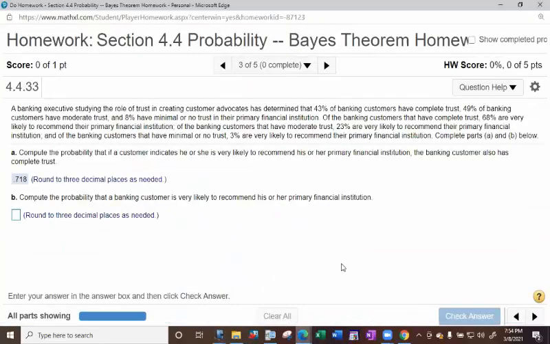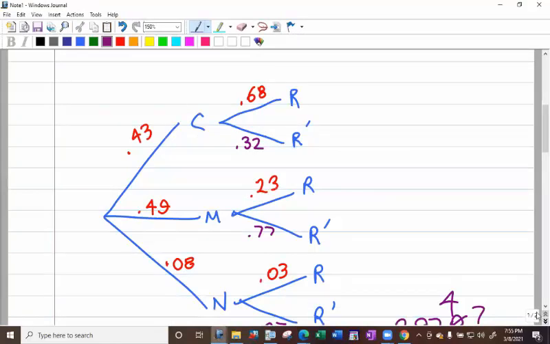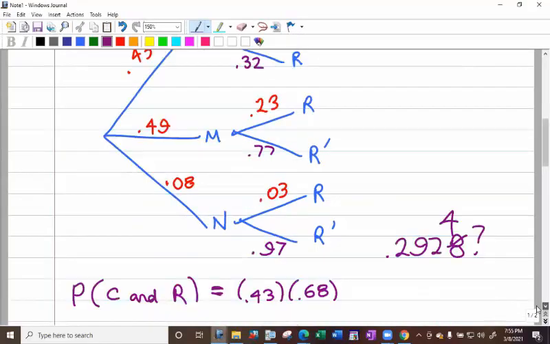Let's take a look at part B on this one. Okay, this one I'm pretty sure I know what it's asking. Here it's asking what's the probability of just recommend. It's the denominator of what we just did. So it would have made sense if it would have asked that question first, actually, because this is probability of R on the bottom.